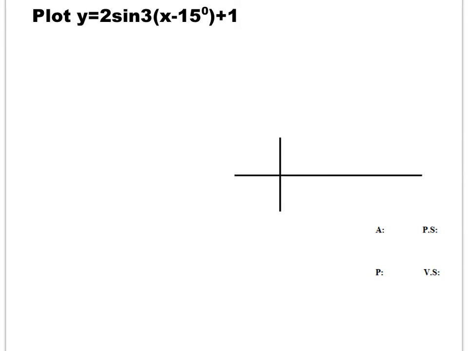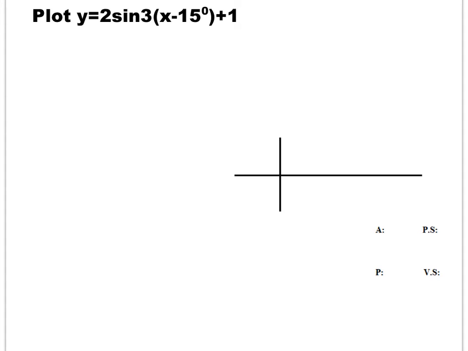Okay, to plot a sine or cosine function, you can either use a table of values, which I recommend you do not use, or you can use the mapping function or rule, or you can use something which is almost the same as the mapping rule. But in my opinion, it's very much easier than the mapping rule. To show you, the technique is very simple.